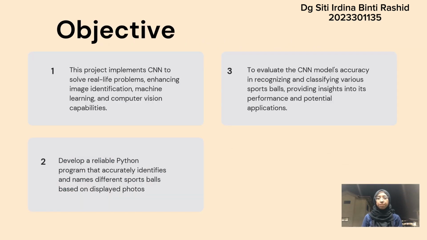For the objective, this project implements CNN to solve real-life problems, enhancing image identification, machine learning, and computer vision capabilities. Next, develop a reliable Python program that accurately identifies and names different sport balls based on displayed photos. Lastly, to evaluate the CNN model's accuracy in recognizing and classifying various sport balls.